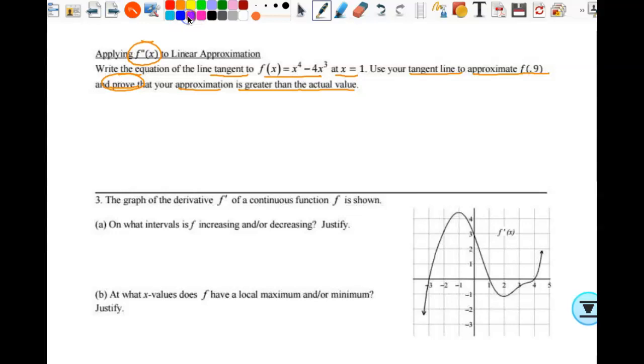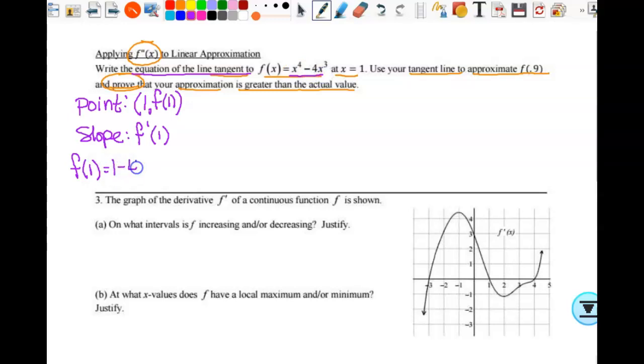So we saw that it says write the equation of the line tangent. So the first thing we do is point and slope. It tells me it's at x equals 1, so we put a 1 there. And so it's 1, f of 1 is what we want. And then my slope, f prime of 1. Okay. So let's find f of 1. What is f of 1? Well, that's pretty easy, right? I'm going to substitute it in here. It's going to be 1 minus 4. You agree with that? So this gives me 1, negative 3 as my ordered pair.